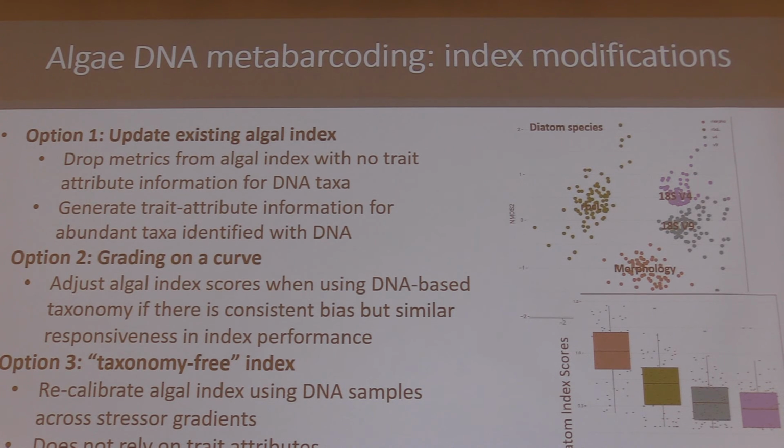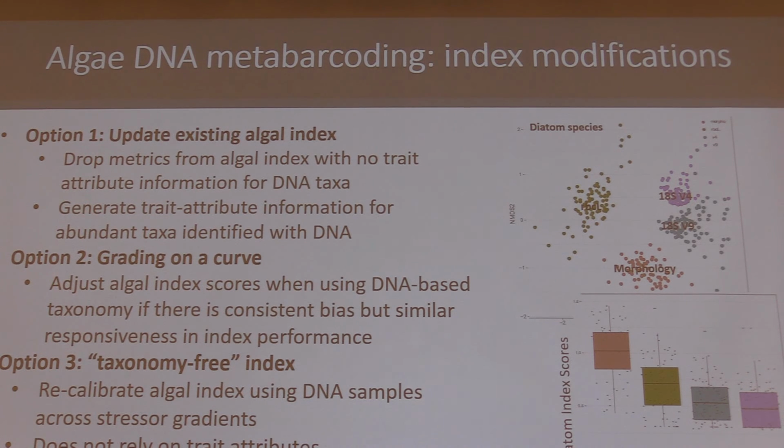We can think about grading on a curve where if we can't consistently see that our algal index scores are biased lower by, say, 0.3 in our algal index score, potentially we can just bump up our DNA scores so that they're no longer negatively biased just because it's based on DNA.